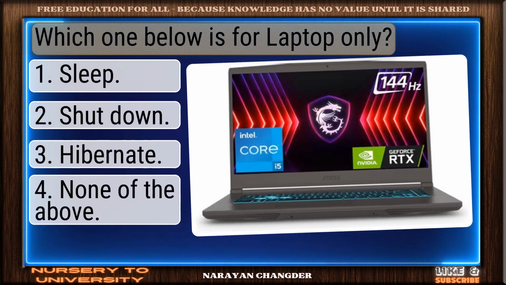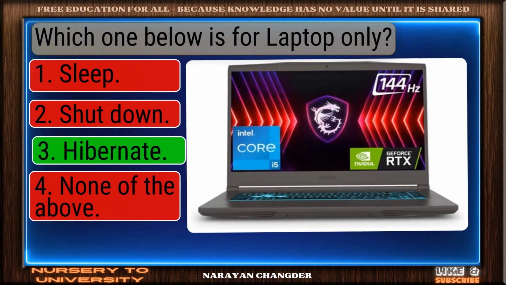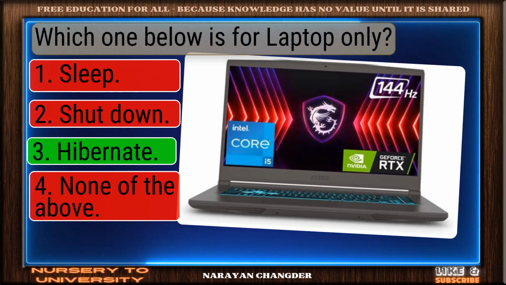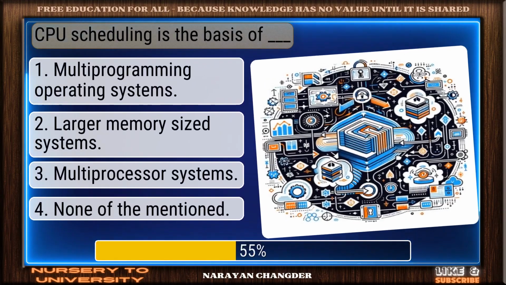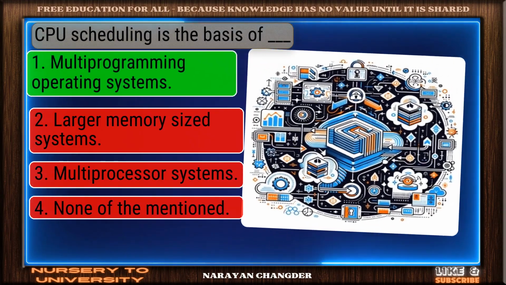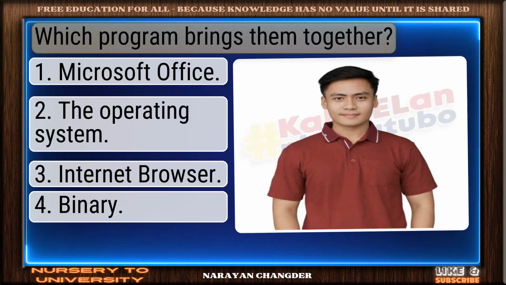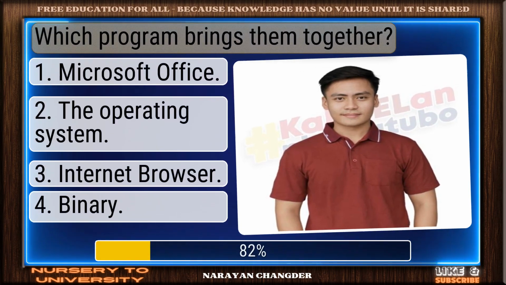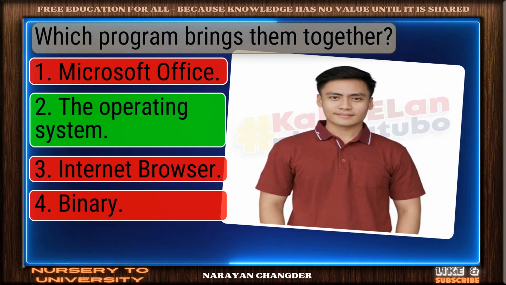Which one below is for laptop only? Good job. Your answer hibernate works well here. CPU scheduling is the basis of Dash. You're right. Multiprogramming operating systems is the correct answer. Which program brings them together? Nicely done. The operating system is a solid answer.